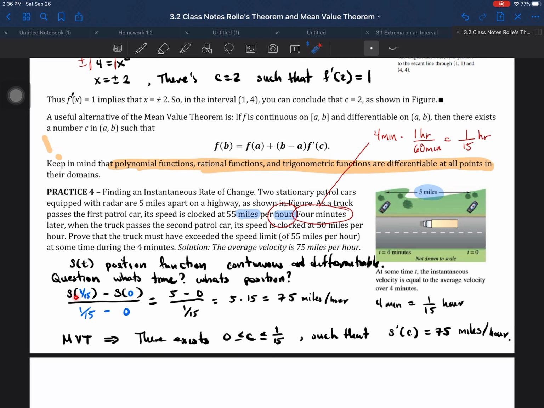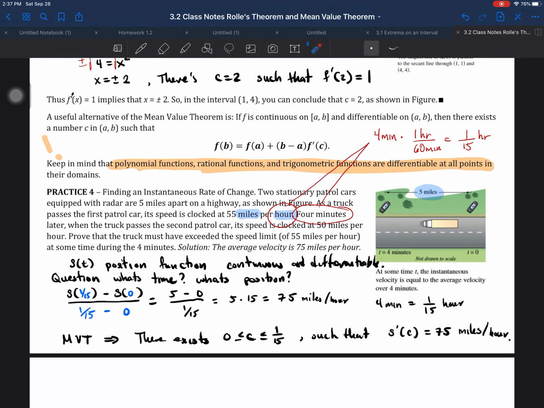In order for us to find the average velocity, we're going to have to plug in the time. Now, they give me 4 minutes as the time between the two patrols, but the velocity is in terms of hours. So that's an inconsistency. We need to be consistent. So we're going to convert the minutes into hours first.